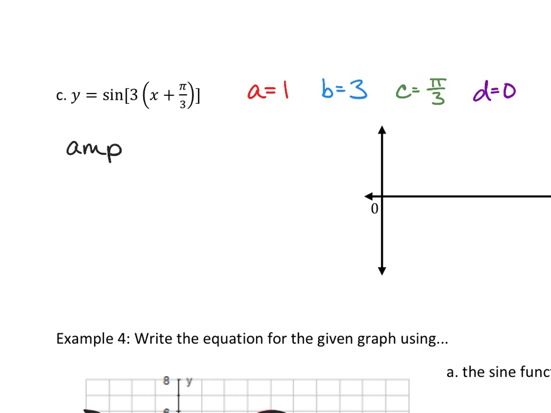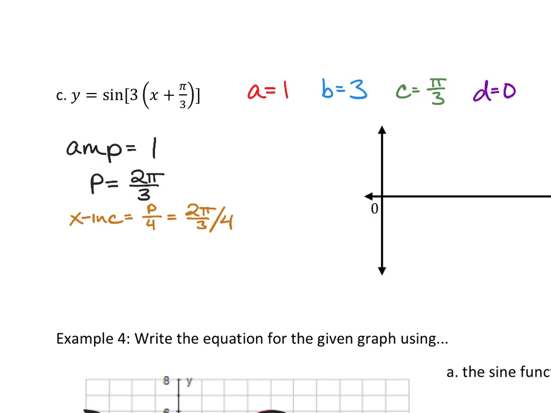What is the amplitude? 1. Great. What is the period? Yeah, 2 pi over 3. Period is always 2 pi divided by b. Okay, my x increment is a weird one, so I'm going to show a little bit of work on this. X increment is always the period divided by 4, which means we are doing 2 pi divided by 3 divided by 4. Yuck.